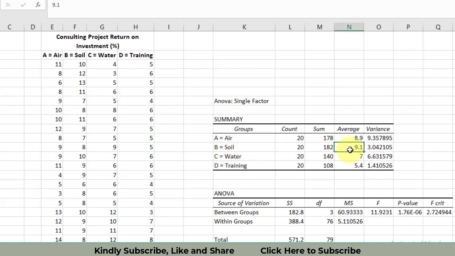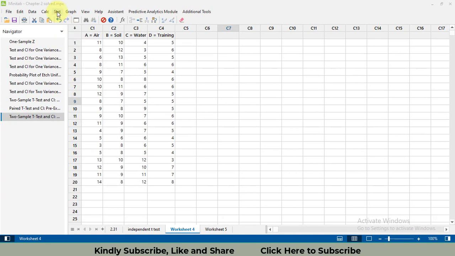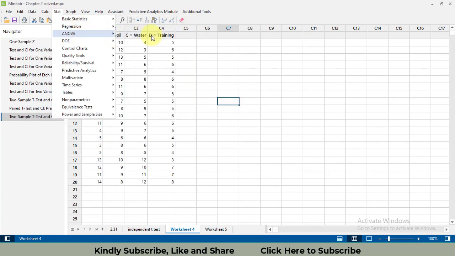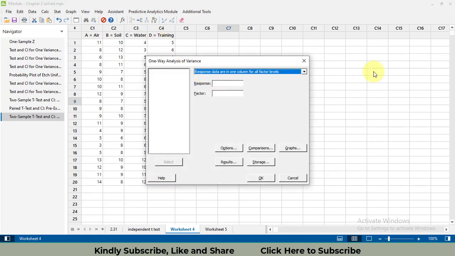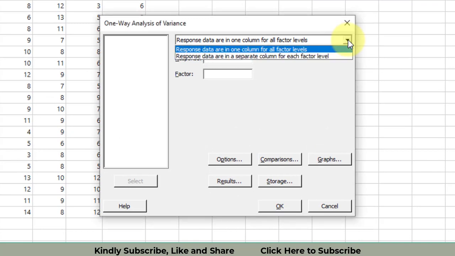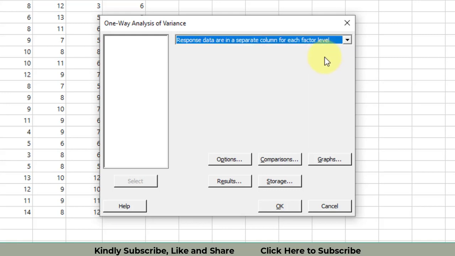When we go to Minitab, it will explain this in a very beautiful way with outstanding and attractive visualizations and graphs. The same data is in Minitab. Just click on Stat, then ANOVA, then One-Way. Then you will have 2 options, and you will select 'Response data are in a separate column for each factor level', just like we did in Excel.